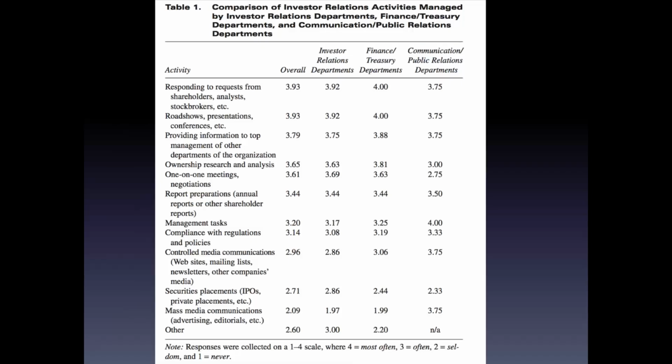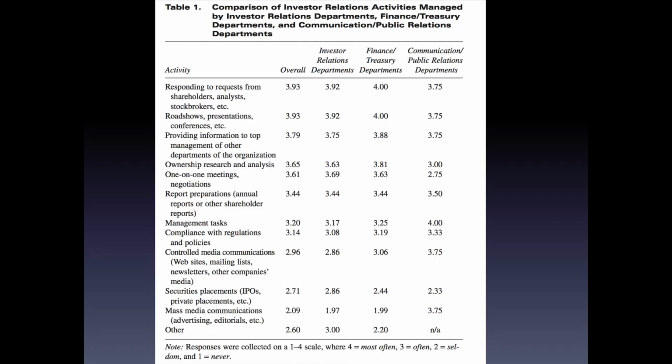So here is the research that was conducted several years ago that asked investor relations officers of Fortune 500 companies to rank different tasks that they do on a daily basis on a scale from 1 to 4, where 4 meant most often and 1 was never. As you can see, the most common 2 activities that investor relations officers identified was: number 1, responding to requests from shareholders, analysts, and stockbrokers. It's almost 4 on a 4-point scale, so it's almost all the time. And the second one, with the same number, 3.93, is road shows, presentations, and conferences. So these are the activities that investor relations officers are involved in a lot.